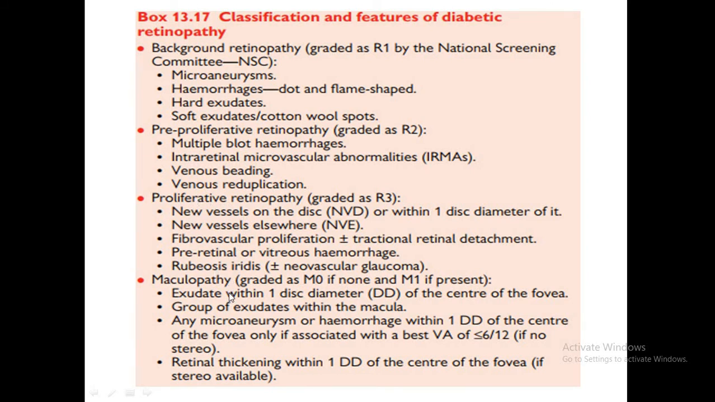Maculopathy is defined as exudate within one disc diameter of the center of the fovea, or a group of exudates within the macula, or any microaneurysm or hemorrhage within one disc diameter of the center of the fovea associated with decreased visual acuity, and retinal thickening within one disc diameter of the center of the fovea. So maculopathy here means exudate within one disc diameter, a group of exudates within the macula, microaneurysms or hemorrhages within one disc diameter if associated with reduced visual acuity, and retinal thickening within one disc diameter.